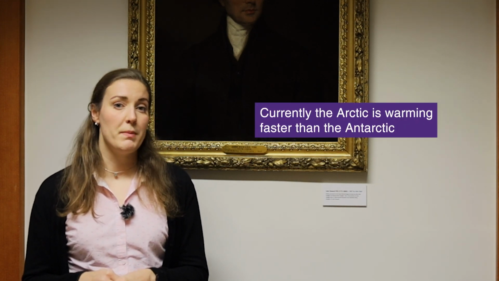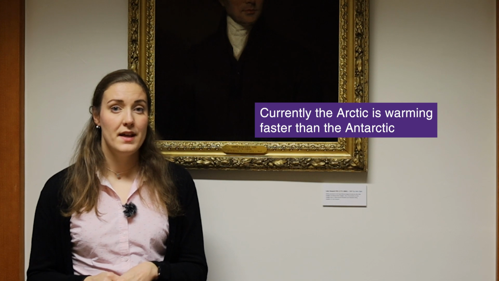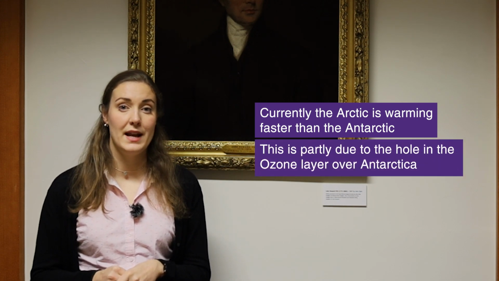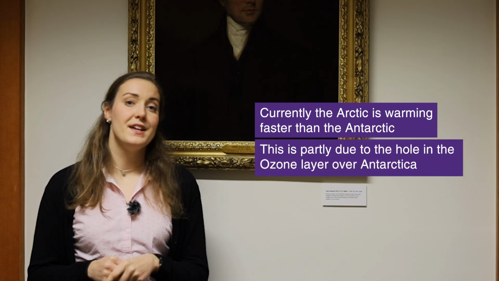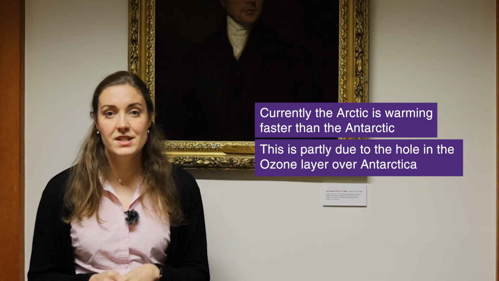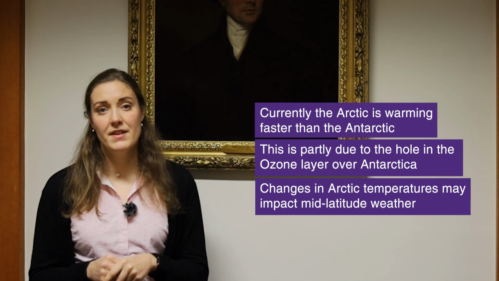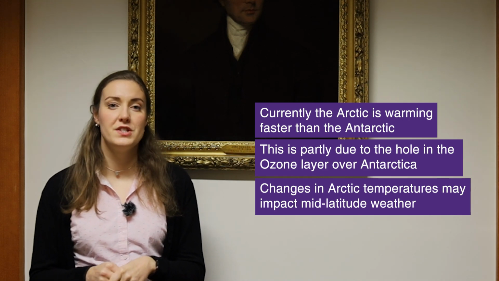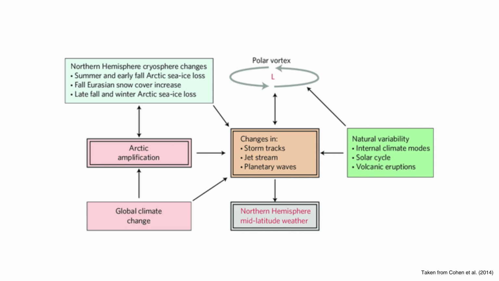Currently, the Arctic is warming faster than the Antarctic. This is partly due to the hole in the ozone layer over Antarctica. As the ozone recovers, Antarctica will warm faster. Changes in Arctic temperatures may have an impact on mid-latitude weather, which is summarised in this diagram. There is some suggestion that with a warmer Arctic, the polar vortex will be weaker.